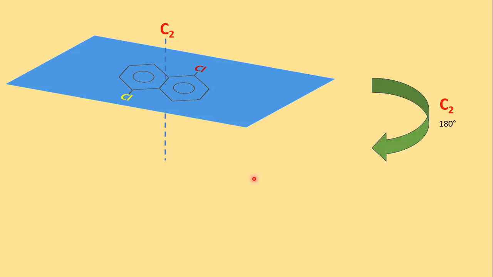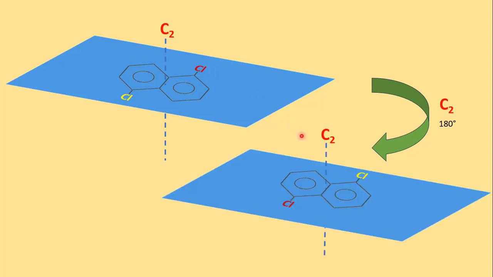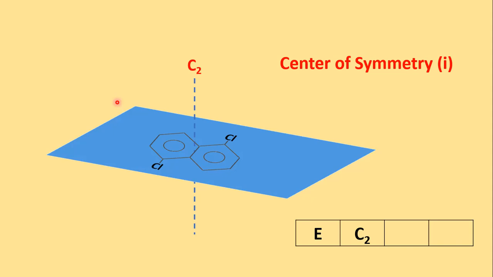And if you look at this, the two chlorine atoms are colored differently. Upon 180-degree rotation, the two chlorine atoms are interchanged. Yellow comes here, the brown comes here. Upon another 180-degree rotation, the same structure is repeated, and so it is a C2 axis.